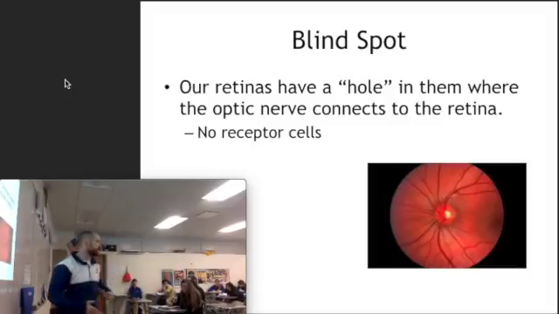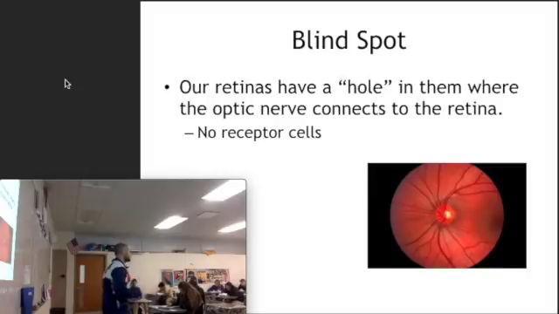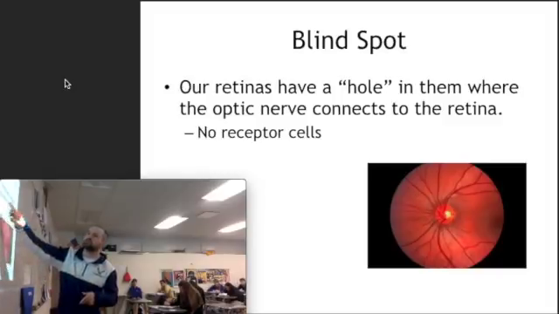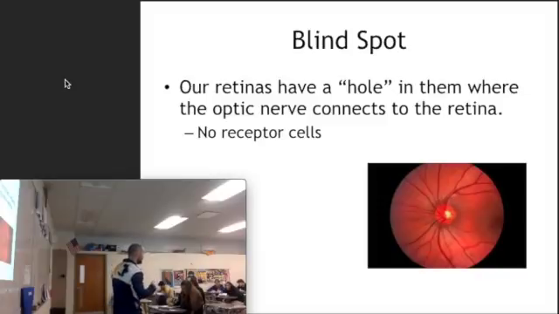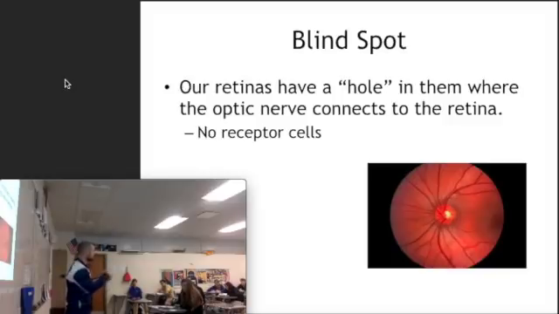Our retinas have a hole in them, right? And obviously that means that there are no cells, no rods or cones present where there's a hole. The hole is where the optic nerve is going to connect to the retina. So we literally can't see it. You right now have a hole in your visual field that your brain is filling in. And we're going to show you where it's at. It's kind of interesting.